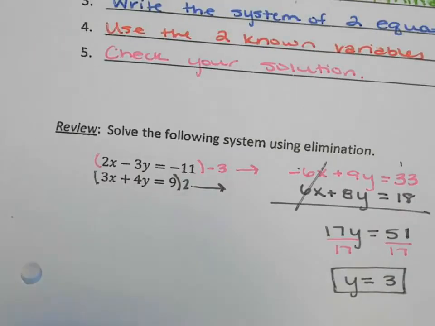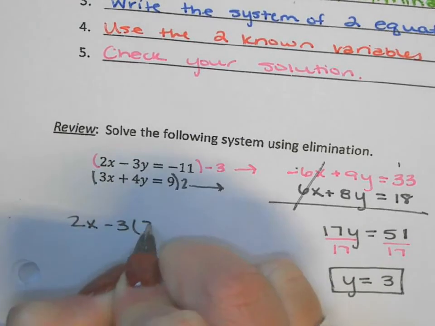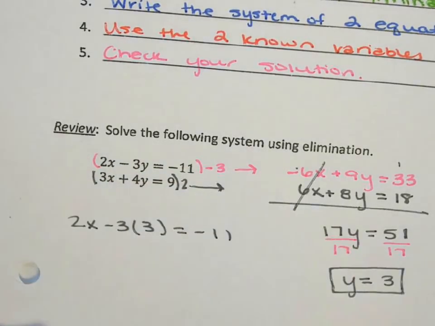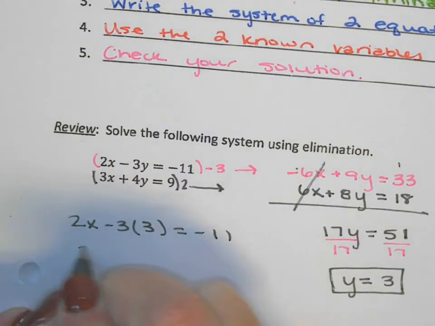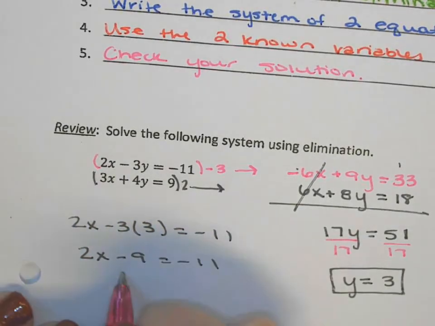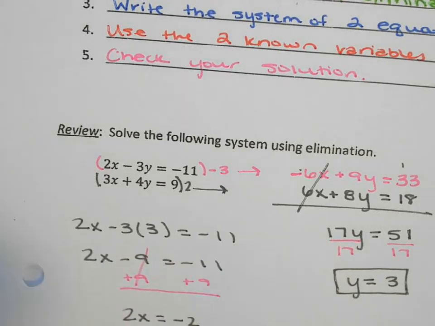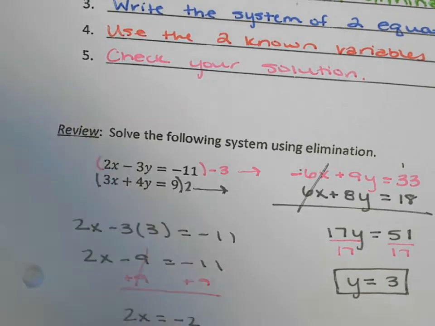So I'm going to take that y. Do you want to plug it into the first one or the second one? First one? Okay, we can do that. 2x minus 3 times the y, which was 3, equals -11. You're just going to solve for x now. 2x minus 9 equals -11. You're going to have to add 9 on both sides. 2x equals -2. Divide by 2 on both sides. x equals -1.